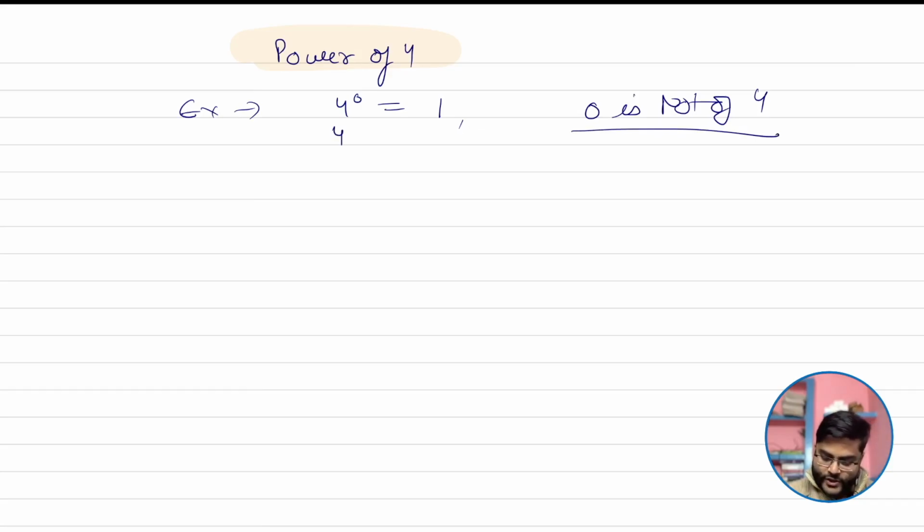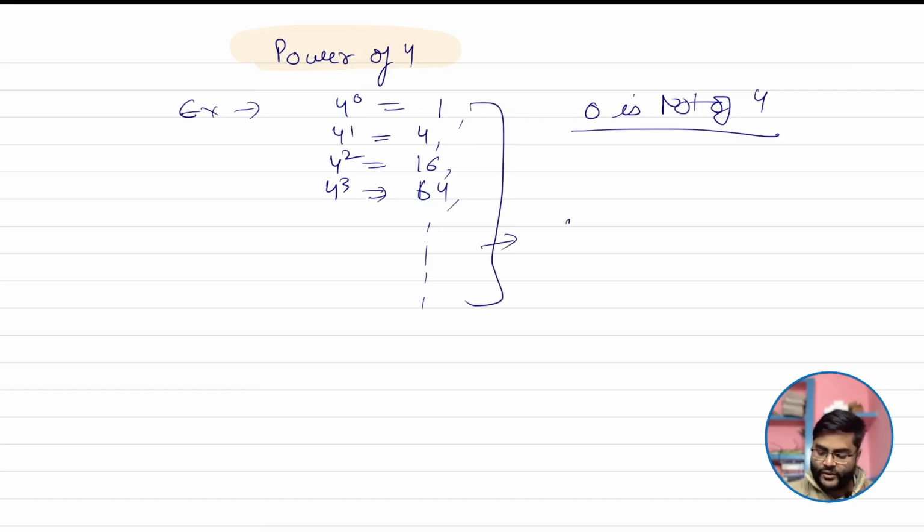Now 4 to the power 1 is 4. 4 to the power 2 is 16. 4 to the power 3 is 16 fours, which are 64, like this. So the powers of 4 are like 1, 4, 16, 64. Now again the same thing: in a power of 4 also, we will have only one set bit. We will see that.